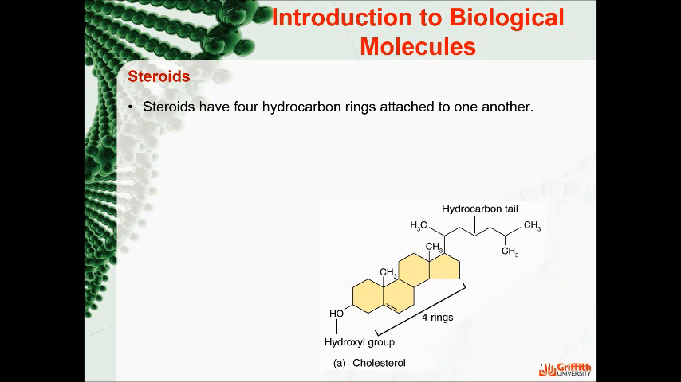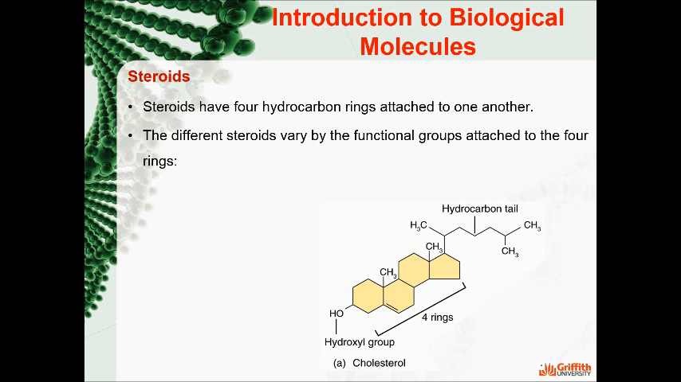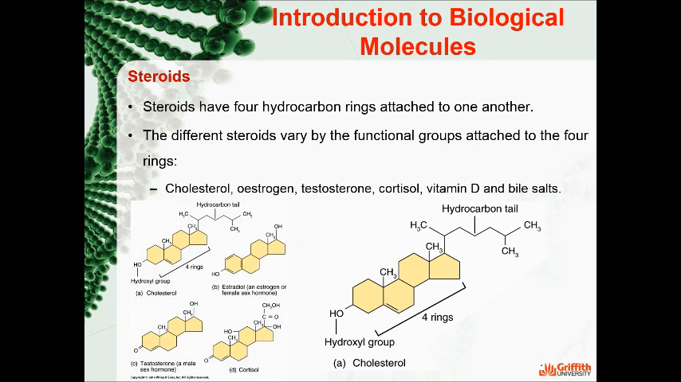Steroids are another example of lipids. They have different structure compared to the triglycerides. Steroids have a general structure of 4 rings. Different steroids vary in the arrangement of the atoms around the 4-ring structure. Some examples of steroids include cholesterol, estrogen, testosterone, cortisol, vitamin D, and some bile salts.